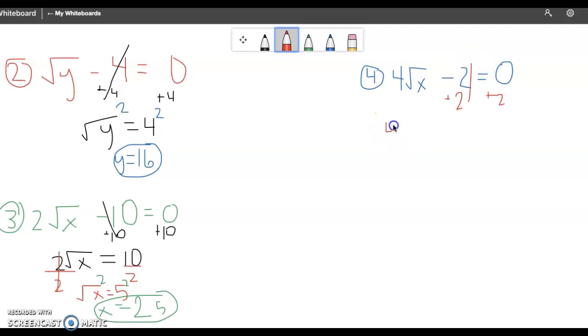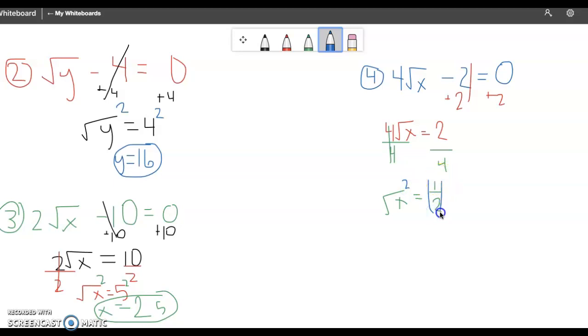And we're left with 4 times root x is equal to 2. Then we are going to divide by 4 on both sides because this is saying 4 times root x. 2 divided by 4. We are keeping all of our answers in fractions in their simplest form. So then we have root x is equal to 2 over 4, which you hopefully are quickly simplifying to 1/2. And then the last step, you're going to square both sides of the equation.